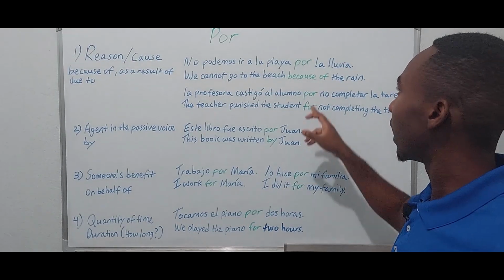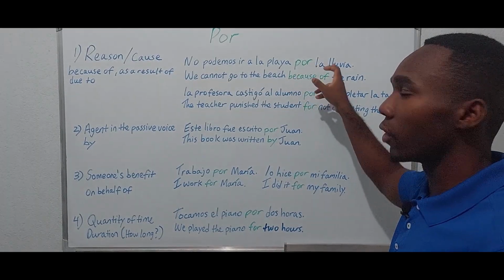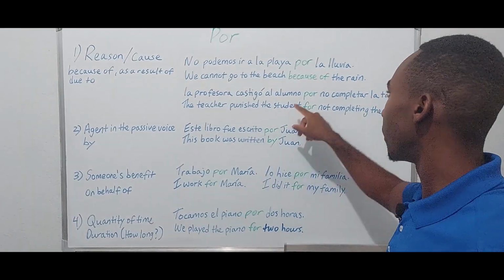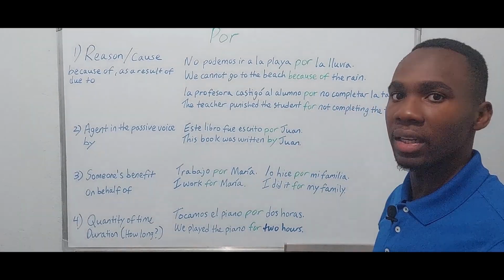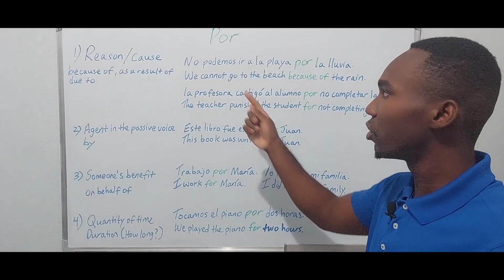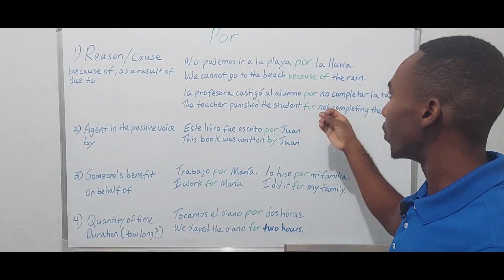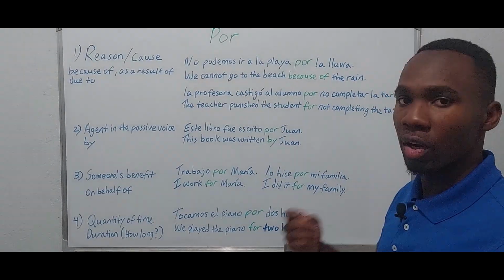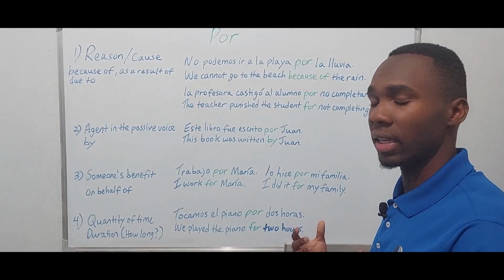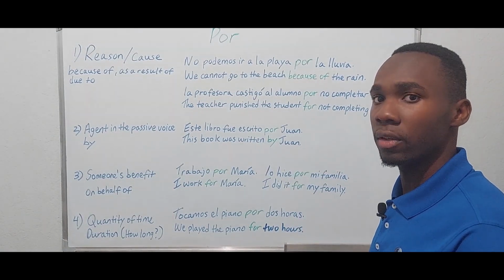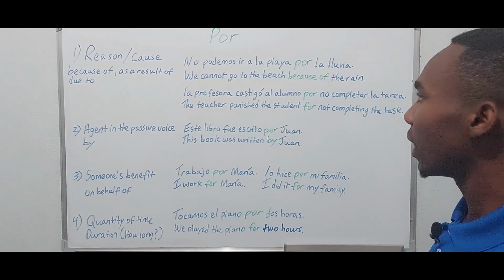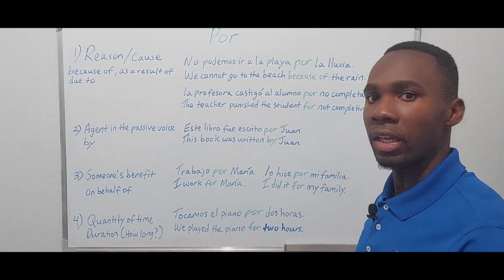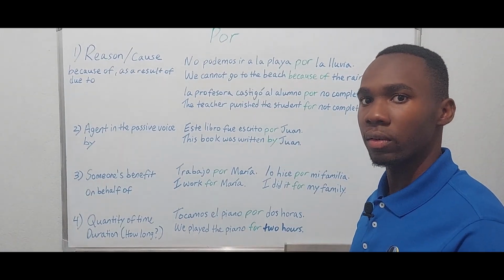And you would notice that in example 1, por is followed by a noun, and in example 2, por is followed by a verb in the infinitive. So when it comes to reason or cause, por is going to be used with nouns or verbs in the infinitive. Okay? So that's the first use of por, to give a reason or cause of an event.